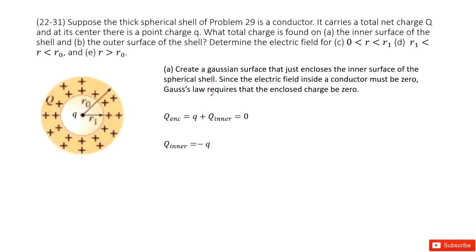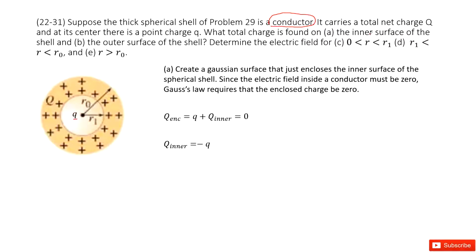Let's look at problem 31 in chapter 22. This problem is the follow-up to problem 29. This time we consider the spherical shell to be a conductor. What does conductor mean? A conductor tells us the charges are distributed only at the surface, right? So the net charge is Q for this conductor, and at the center we have a point charge, small q.